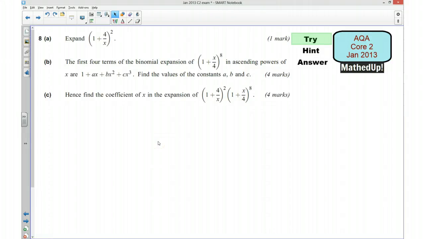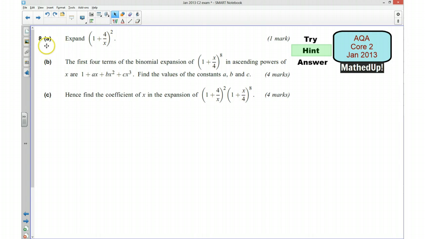Hi, this is question 8 from the AQA Core 2 January 2013 exam paper. For the first part of this video, I'd like you to try the question yourself, so if you'd like to pause the video and have a go at the question now. Okay, well done if you managed to have a go. I'm now going to go through a hint for the question.